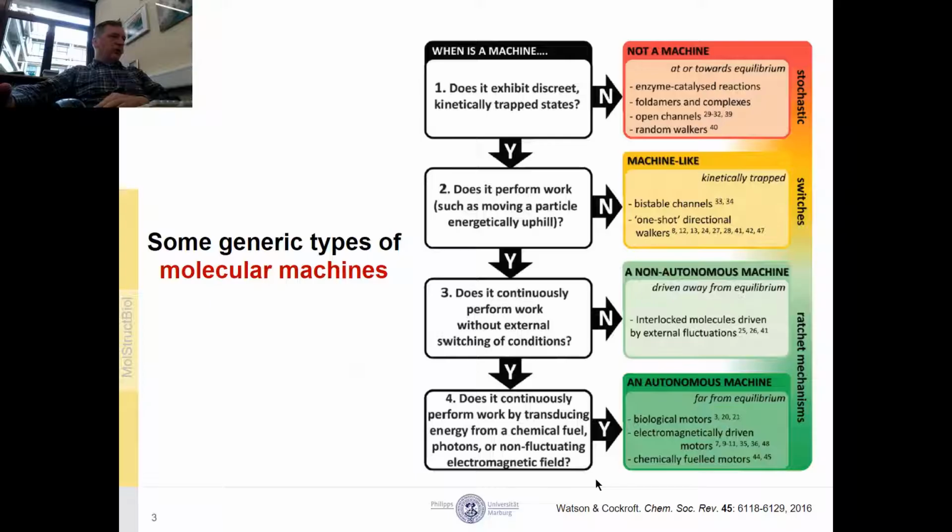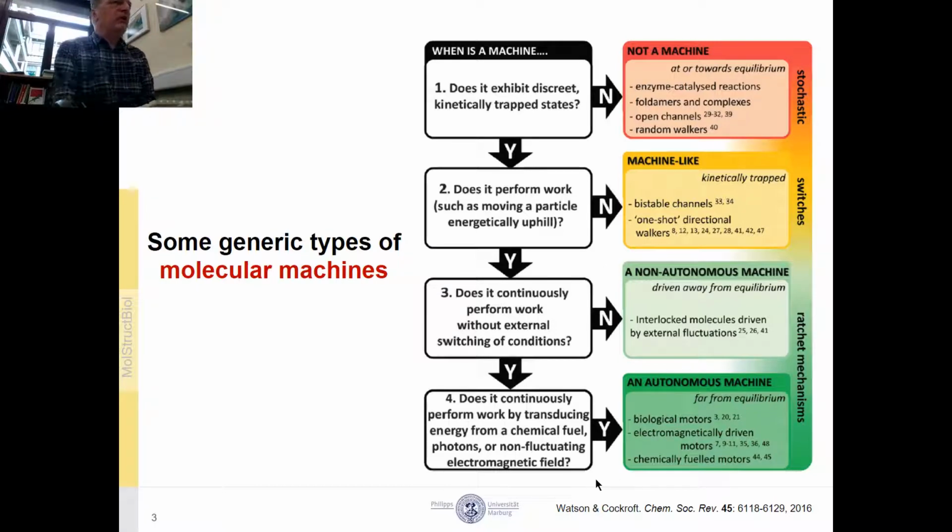I found this review from Watson and Cockcroft, which gave, I think, a quite useful framework by asking four questions whose answers determine what kind of machine we actually have. The first question is: does it exhibit discrete kinetically trapped states? So different conformational states which correspond to different steps of its overall function. Think about a motor and the piston in the cylinder, adopting different positions during its action.